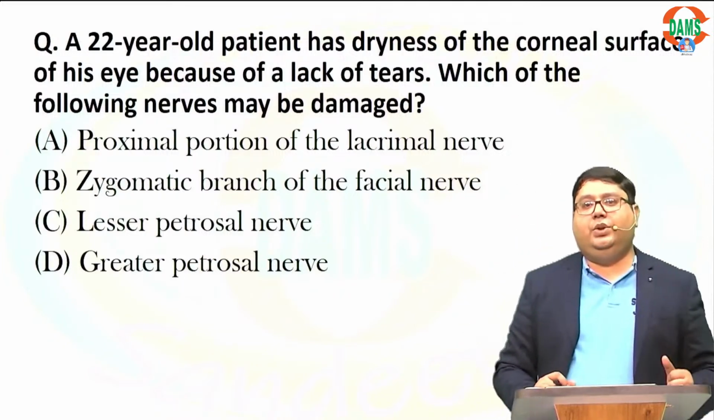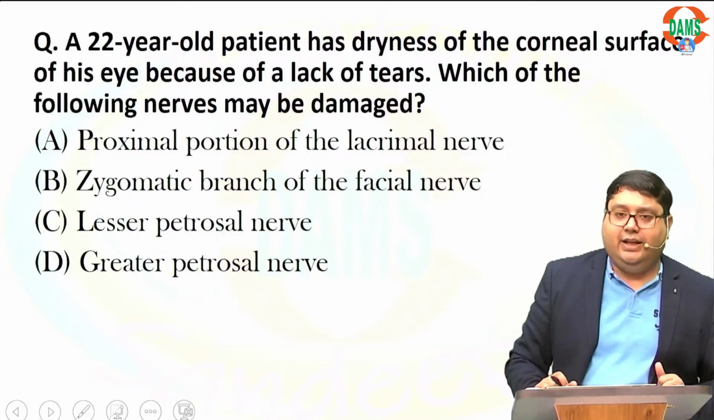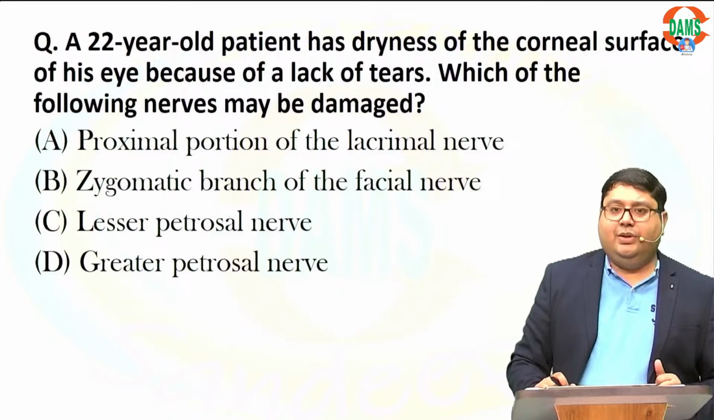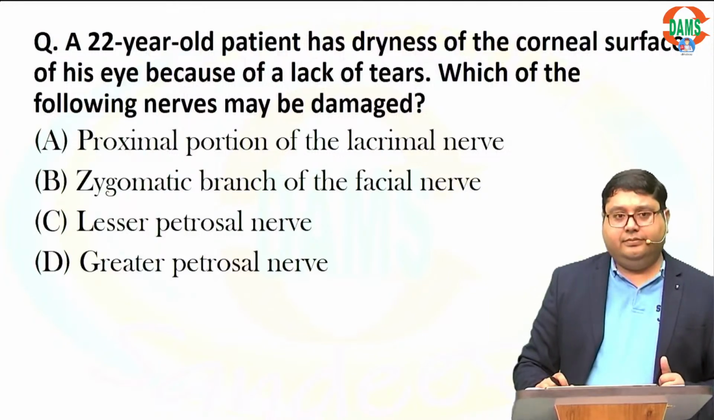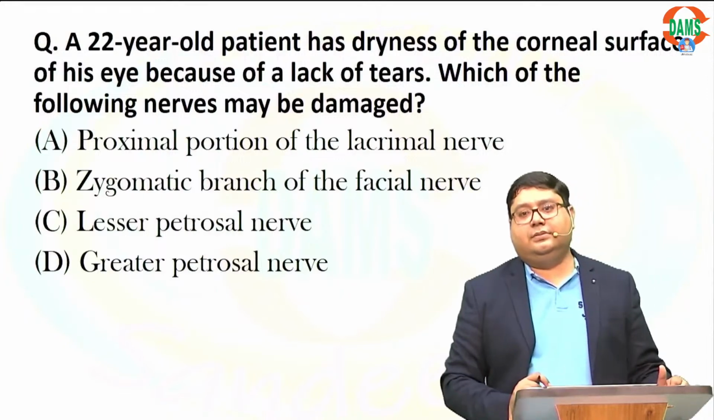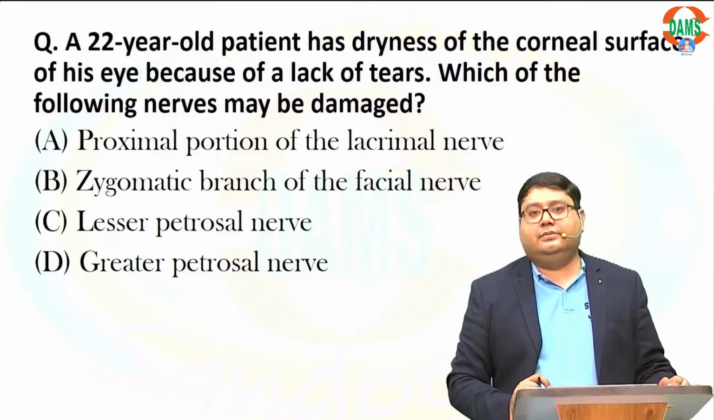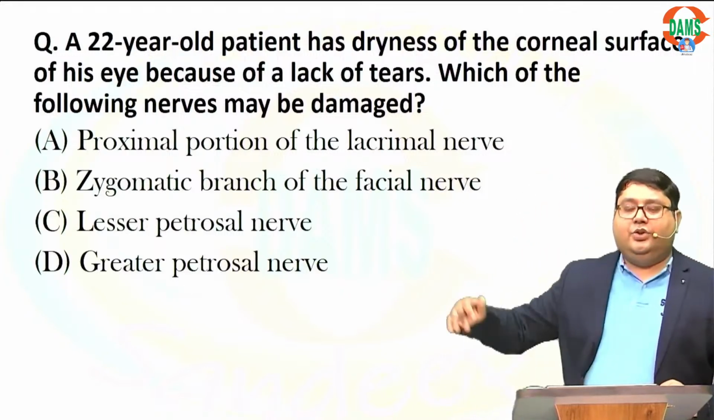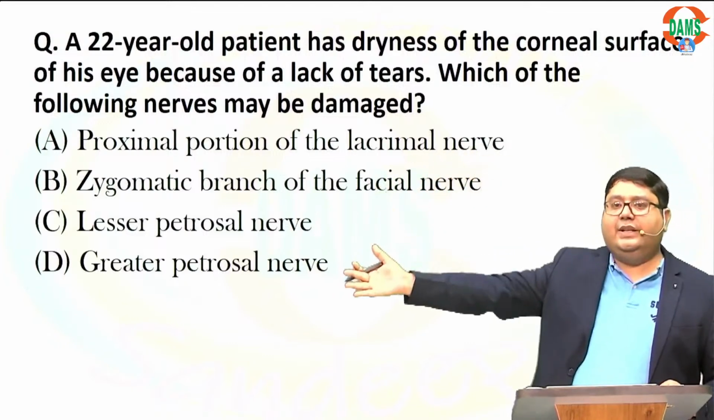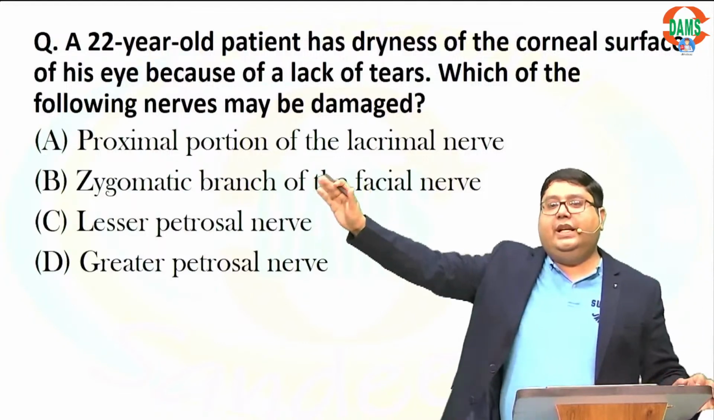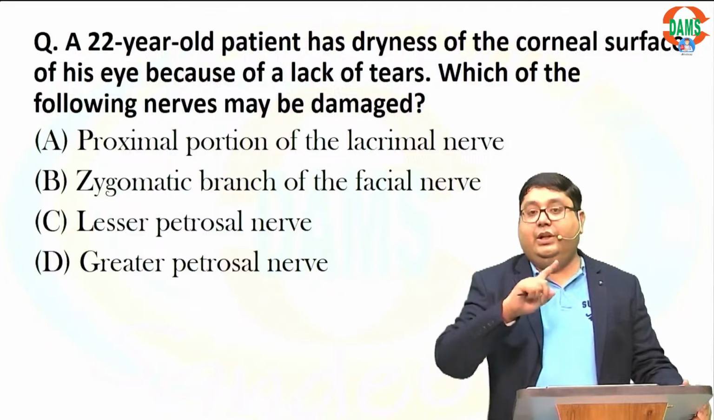The question says: a 22-year-old patient has dryness of the corneal surface of the eye because of the lack of tears. Which of the following nerves may be damaged? Proximal portion of the lacrimal nerve, zygomatic branch of the facial nerve, lesser petrosal nerve, greater petrosal nerve. Yes, definitely. So here the dryness of the corneal surface because of the lack of tears is given. So we are looking at the loss of lacrimation. But why is A not the answer? Because we have just now learned the proximal portion will not lead to loss of lacrimation.